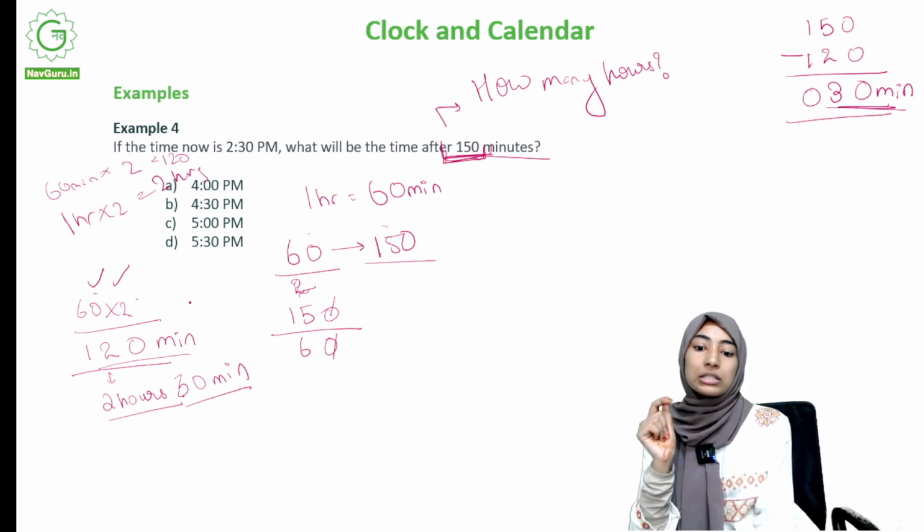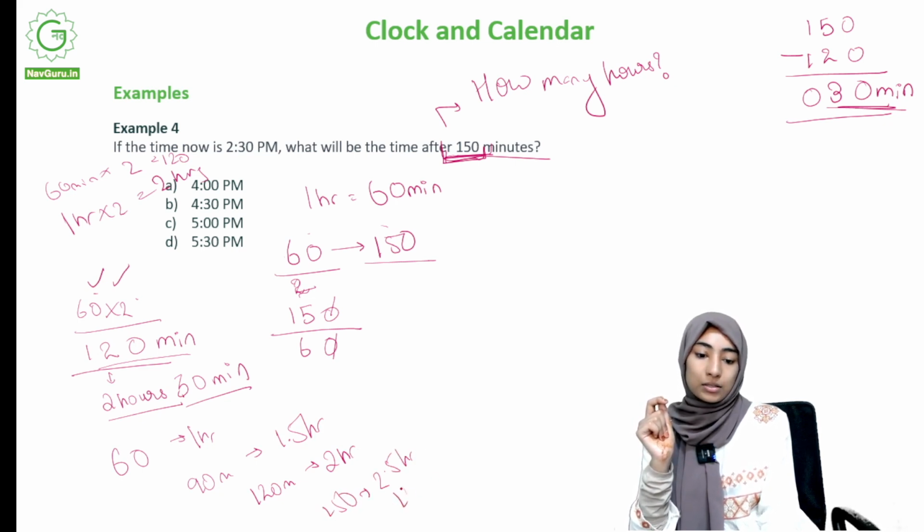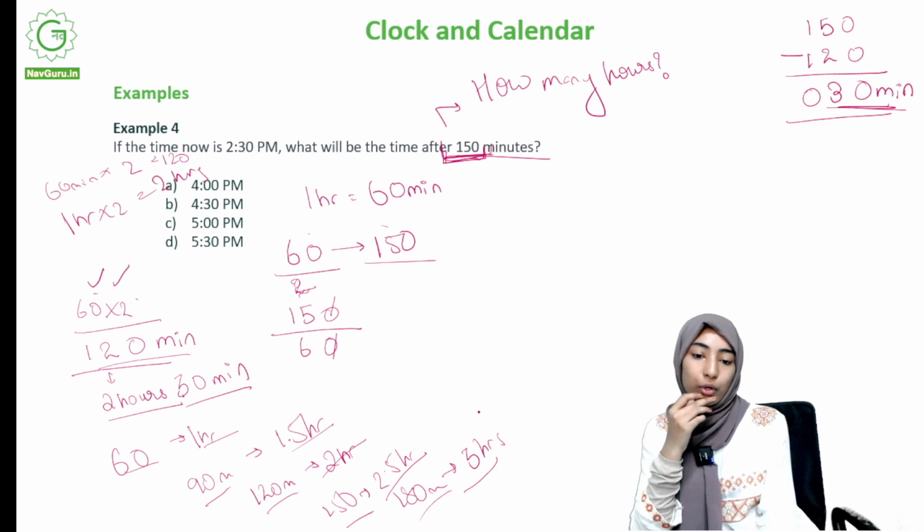So you can also just learn this: 60 minutes is 1 hour, 90 minutes is 1.5 hours, 120 minutes is 2 hours. These are things that will be very useful. 150 minutes is 2.5 hours, and 180 minutes is 3 hours. You can just learn this if you want to. 60 is 1 hour, 90 is 1.5, 120 is 2, 150 is 2.5, 180 is 3 hours. You can just learn this if you want to, okay?